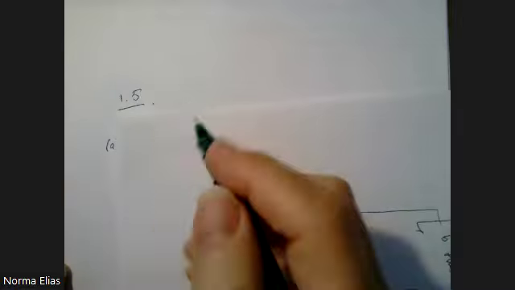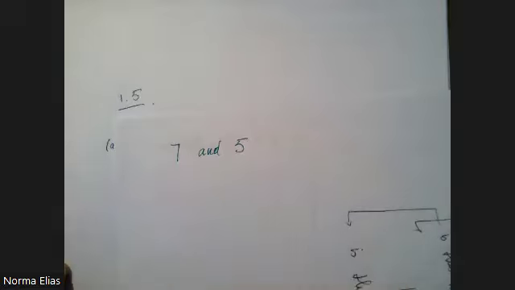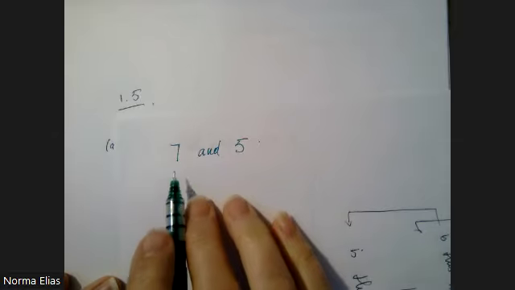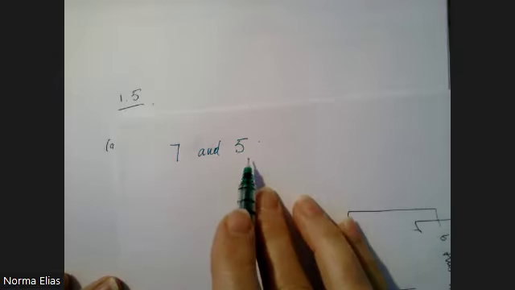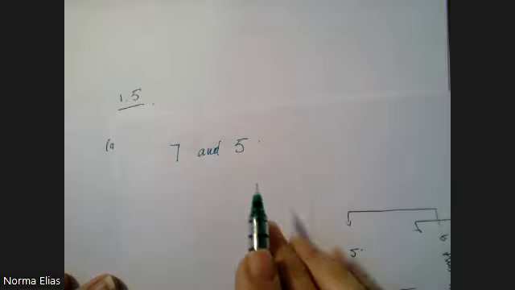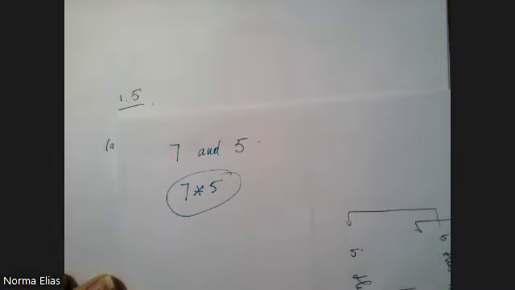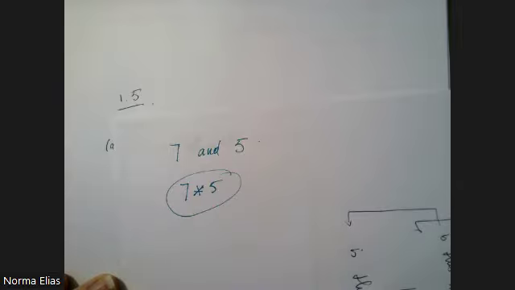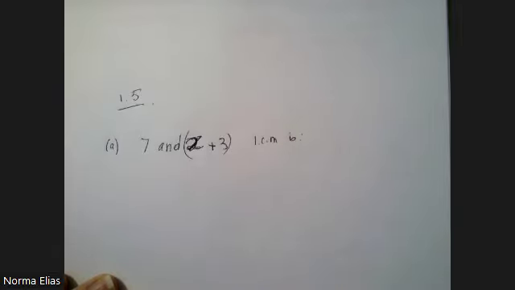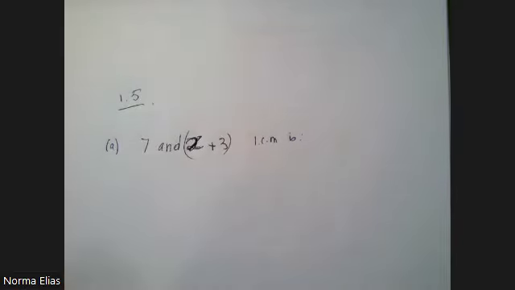Suppose I give you the numbers 7 and 5, and I ask what's the least common multiple of those two numbers. Now 7 you cannot factor, it's 1 times 7, and 5 you cannot factor. So the least common multiple is nothing more than the product of them. This is a multiple of 7 and a multiple of 5, and there is nothing smaller than that. So what's the least common multiple of 7 and x plus 3? Please help me out by answering.